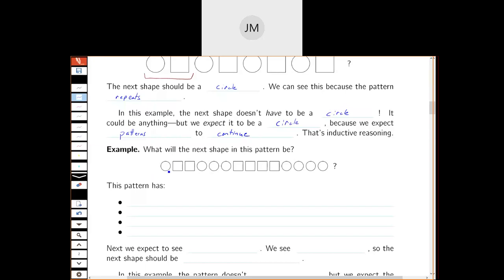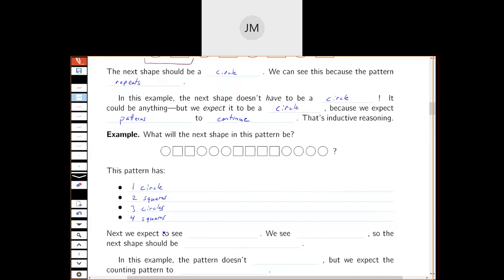So here I see a circle, and then I see 2 squares, and then I see 3 circles, and then I see 4 squares, and then I see 4 circles, and then a blank, right? So if I sort of list this out, this pattern has 1 circle, 2 squares, 3 circles, then 4 squares. And so when I look at this, I expect my next thing to be 5 circles.